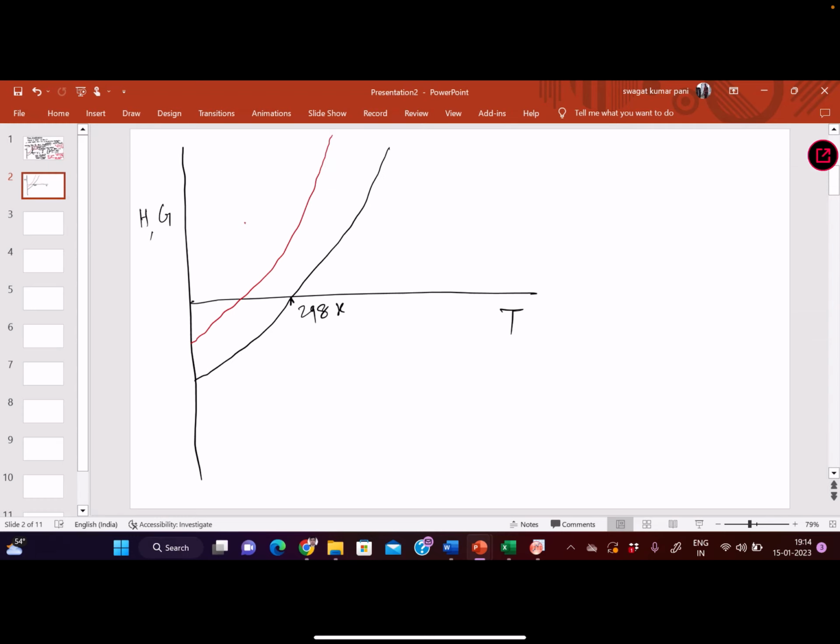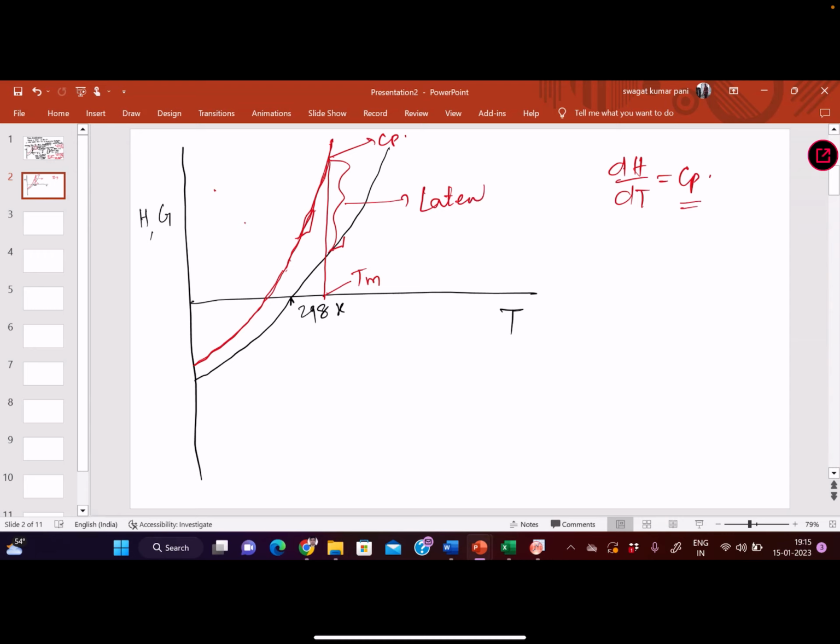This is wrong. So what was wrong? The slope of this curve, that is dH by dT, is basically Cp. We know Cp of liquid is higher than Cp of solid, that's why this slope has to be steeper than the solid curve. So this slope is a bit higher as compared to this, because the slope is nothing but Cp. Here is our melting point, this temperature, and this is our latent heat of fusion.